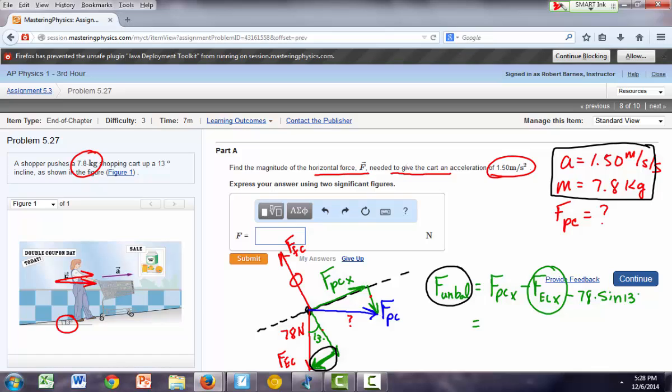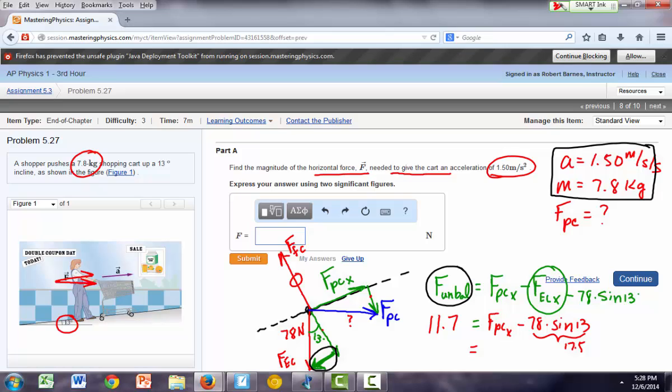The unbalanced force I can get by multiplying 1.5 times 7.8. It's going to be 11.7, it looks like. And that equals the push on the cart in the x direction minus 78 sine of 13. So that means the x component of the push on the cart is going to be, this is 17.5. So the push on the cart has to overcome that and still have 11.7 newtons left over.